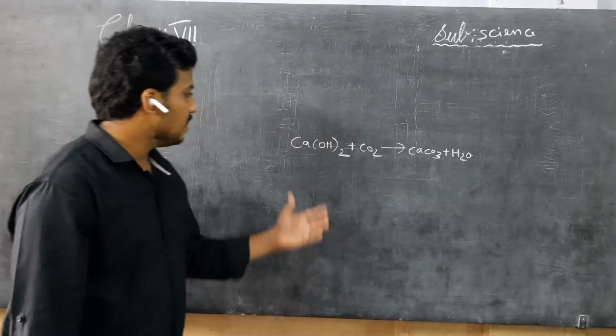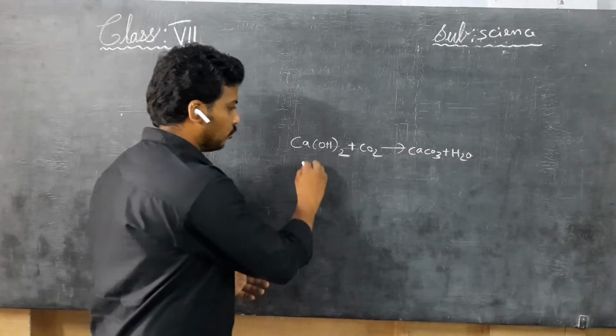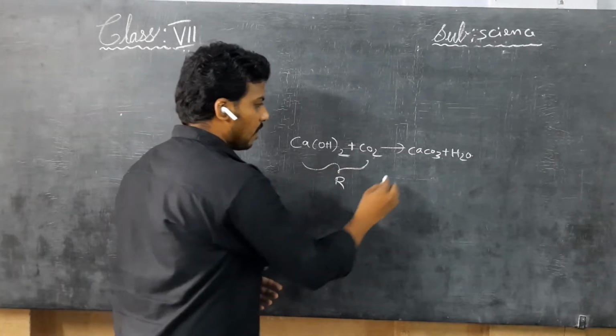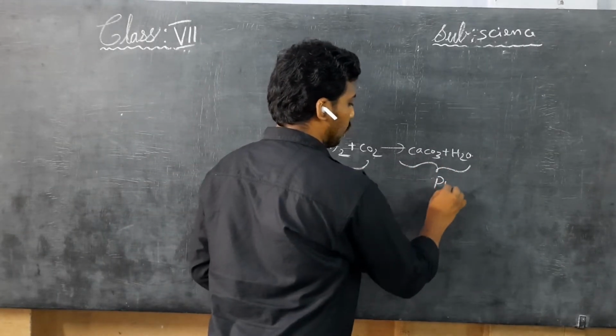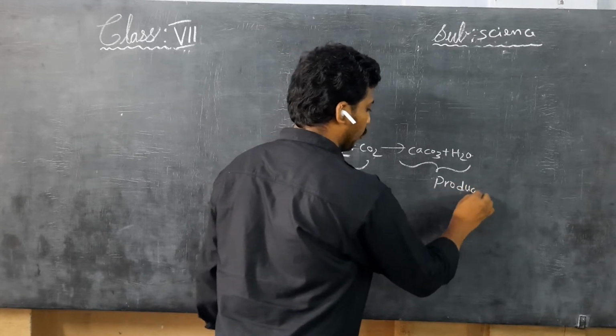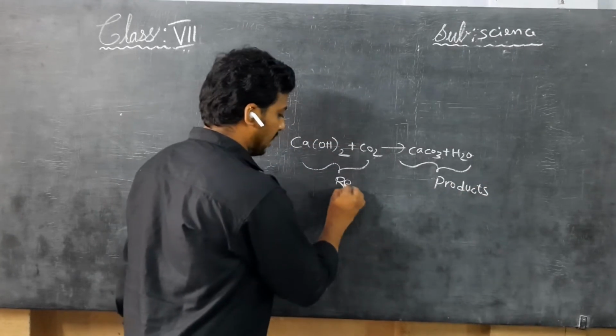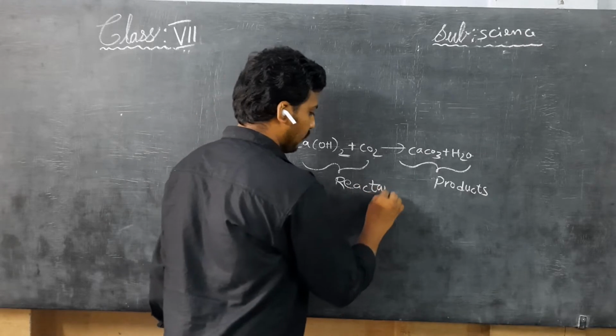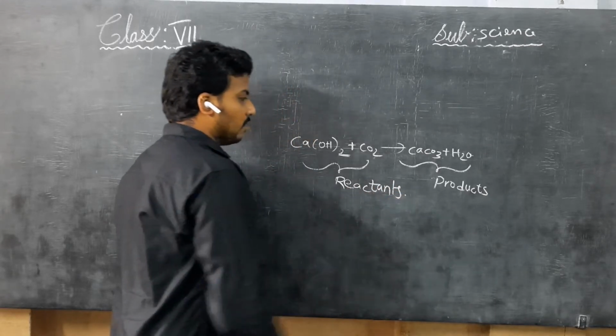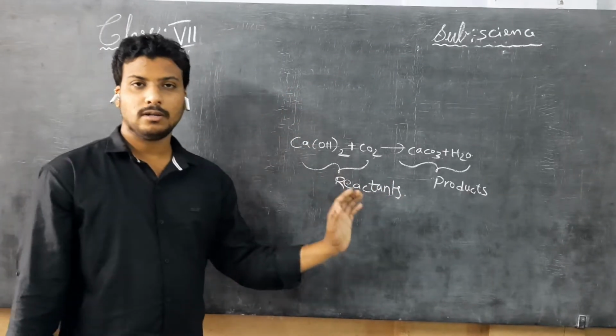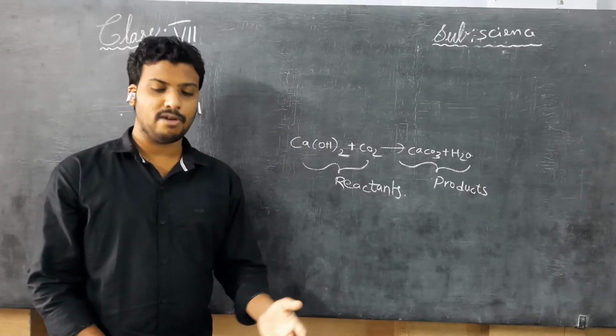This was the equation. These two are reactants and these two are the products which we get. Products, P-R-O-D-U-C-T-S, and these are reactants. Understand, children? This was the equation we got in the previous experiment.